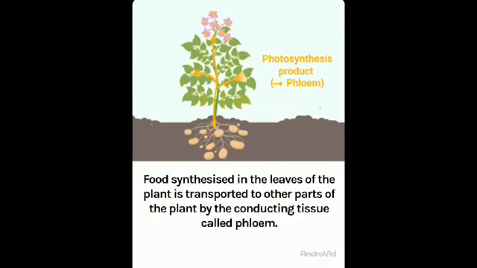Now, food is the source of energy for everyone. We know that food is the source of energy, and not for us only, it is needed for the plant parts also. So when the plant makes its food, it gets transported, and how? The food synthesized in the leaves of the plant is transported to the other parts of the plant by the conducting tissue. Now, what is this conducting tissue?